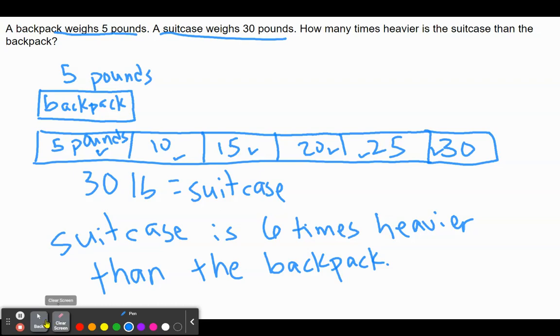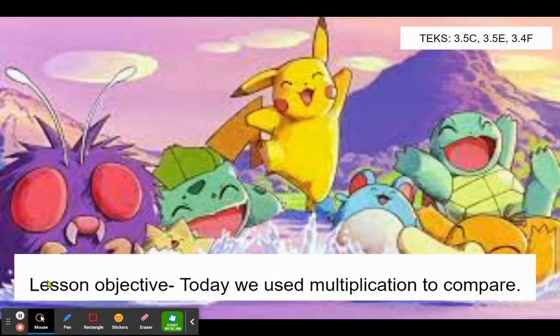Thank you all so much for joining me with today's lesson. So that was both of our problems for today. Let's go ahead and take a review of our lesson objective. So today we use multiplication to compare.